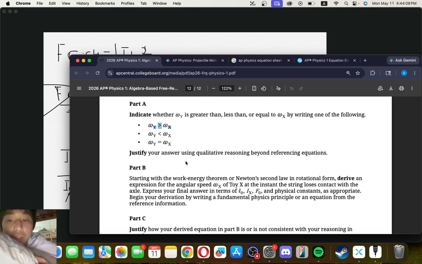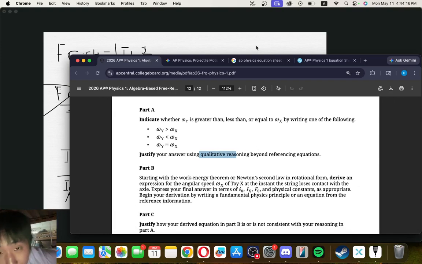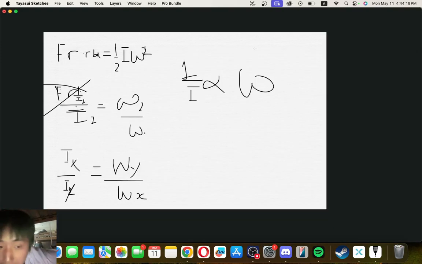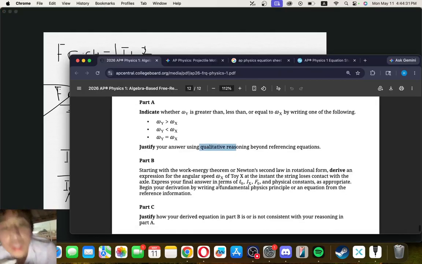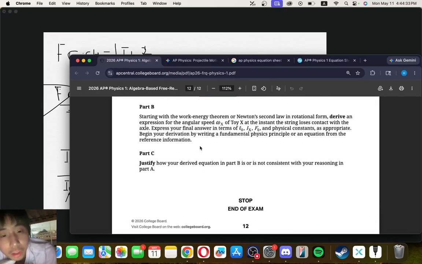Qualitative reasoning behind the references. Since everything is the same except I, and I is inversely proportional to omega, it should say that the smallest I of the two should result in the biggest omega. There you go. Part B, starting with work energy theorem.